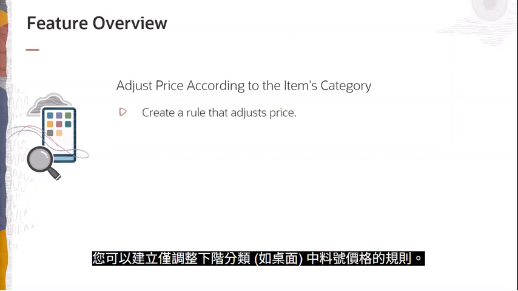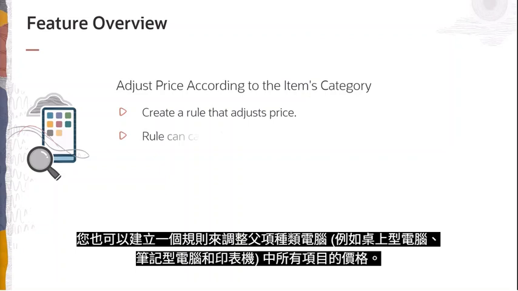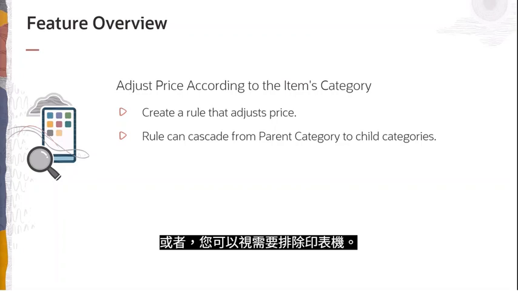desktop, laptop, and printers. Each child category has sellable units in there, desktops, computers, and different printers. You can create a rule that adjusts the price for only items in a child category like desktops. You can also create a rule that adjusts price for all of the items in the parent category computers, such as desktops, laptops, and printers. Or you can exclude the printers if you need to.